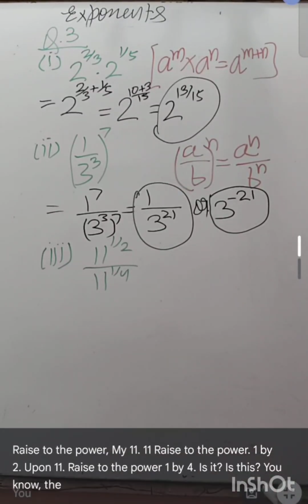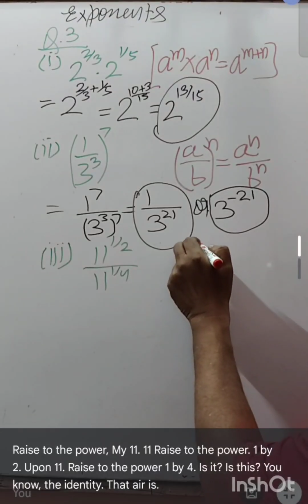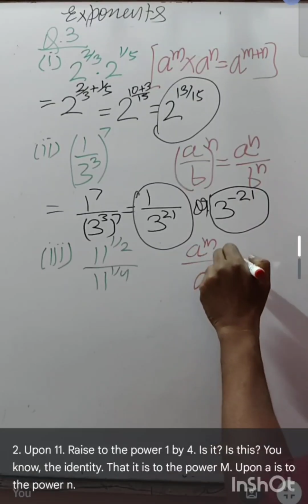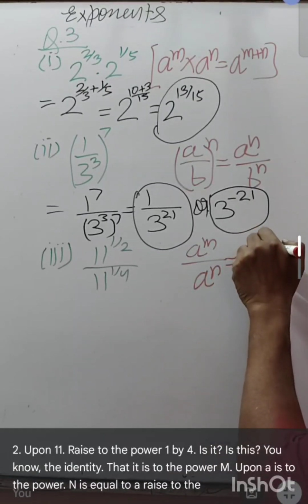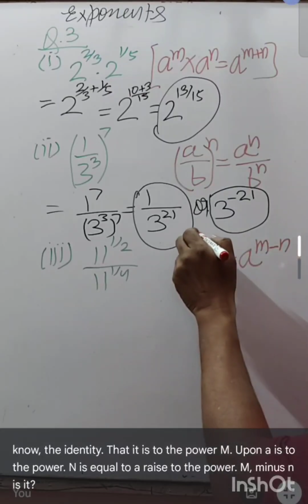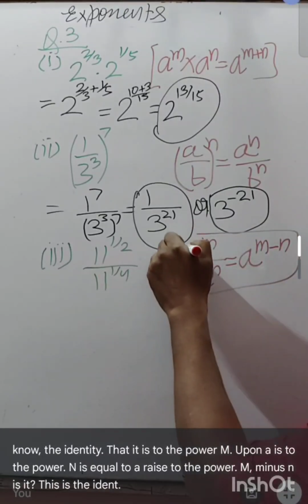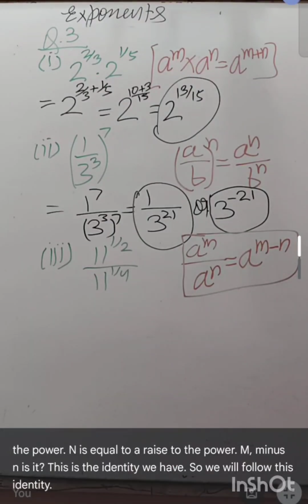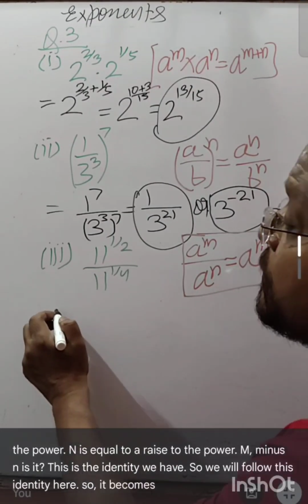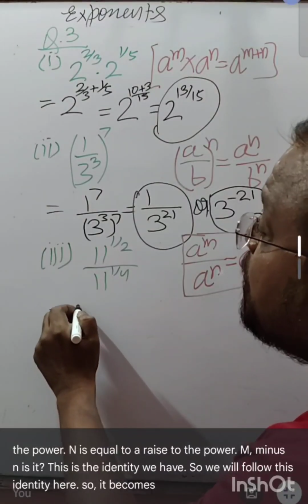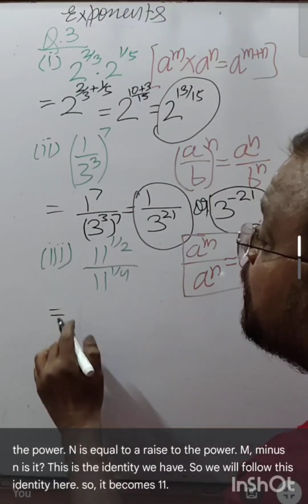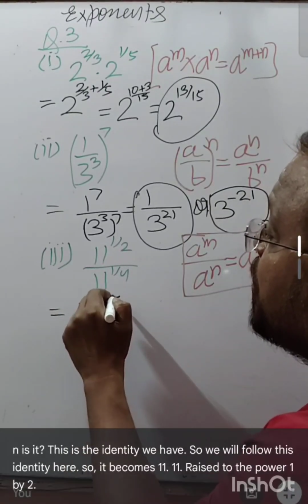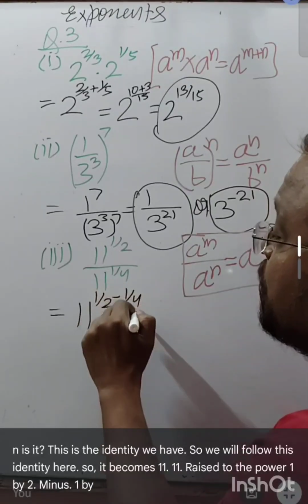You know the identity that a raised to the power m upon a raised to the power n is equal to a raised to the power m minus n. This is the identity we have. So we will follow this identity here. So it becomes 11 raised to the power 1 by 2 minus 1 by 4.